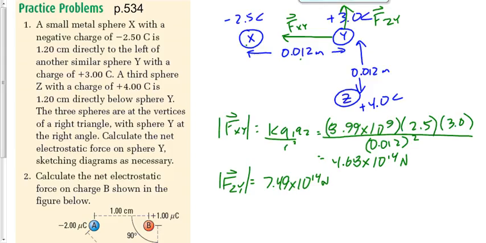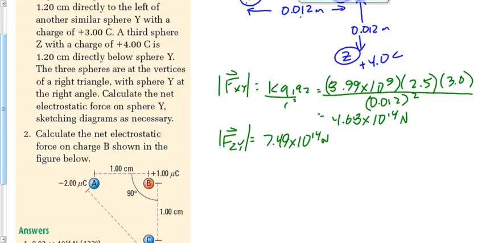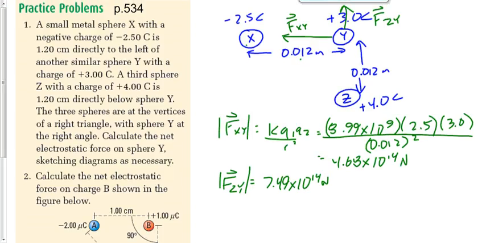All right, now we're going to redraw this. We got Fxy that's to the left. It has a value of 4.68 times 10 to the 14. We've got a value of Fzy, which is upwards, gives us a value of 7.49 times 10 to the 14. And our resultant force, which is what we're trying to find here, is the hypotenuse then.